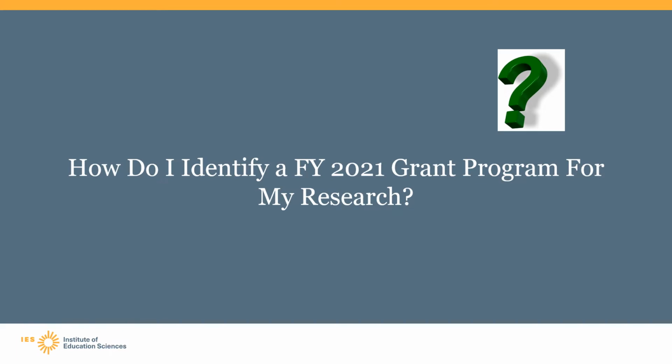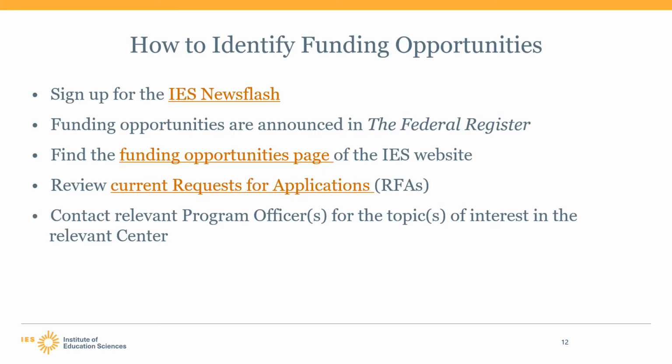Let's move into the nuts and bolts of getting started with an IES application. First, you need to identify which competitions are open for fiscal year 2021. To identify open opportunities, we have a suggested set of steps to follow. If you haven't already signed up, you should sign up for the IES Newsflash. The Newsflash is an email-based alert service designed to inform you about all the new content posted to the IES website, including new funding opportunities when they become available.